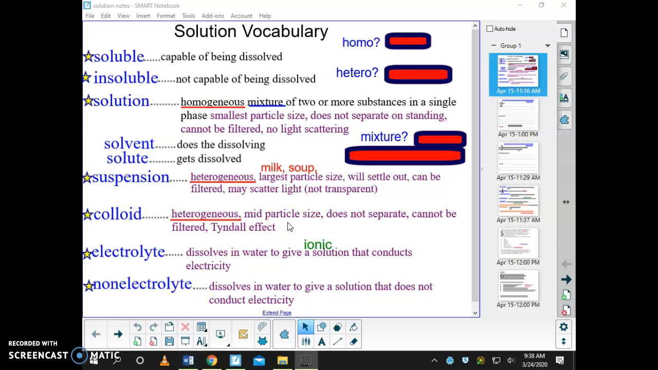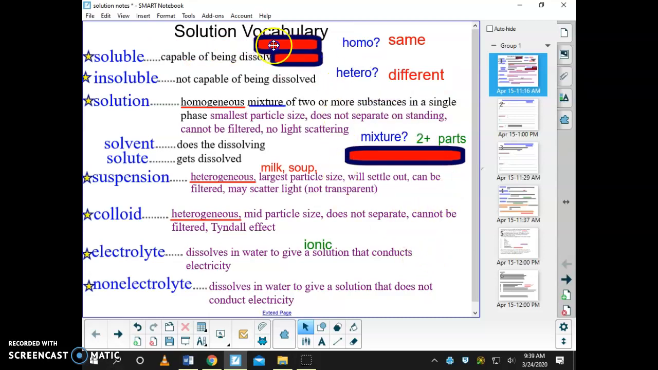In this unit of solutions, we're going to start off with some vocabulary. Here's an entire list. I'm going to pause for a moment so you can write them down if you wish. Some other things of note. What does the prefix homo mean? Well, in this case, it means the same, and its antonym, hetero, means different.